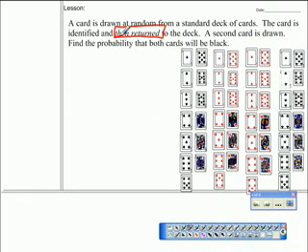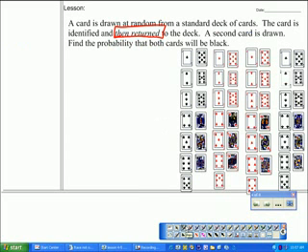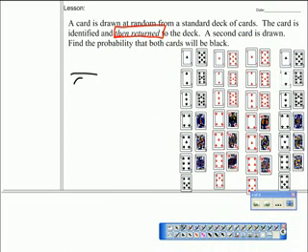I could go ahead and start off, couldn't I? What's going to be the bottom number for both of these? 52. Good. Right? Because it's with replacement. A deck of cards is 52 cards. I know they'll both be 52. Find the probability that both cards will be black. What are they?